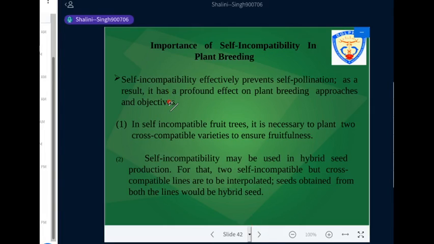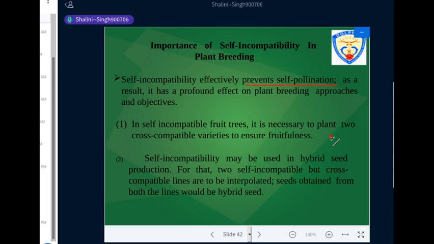What is the importance of self-incompatibility in plant breeding? Self-incompatibility effectively prevents self-pollination. That is the most important application of this procedure. As a result, it has a profound effect on plant breeding approaches and objectives. In self-incompatible fruit trees, it is necessary to plant two cross-compatible varieties to ensure fruitfulness.